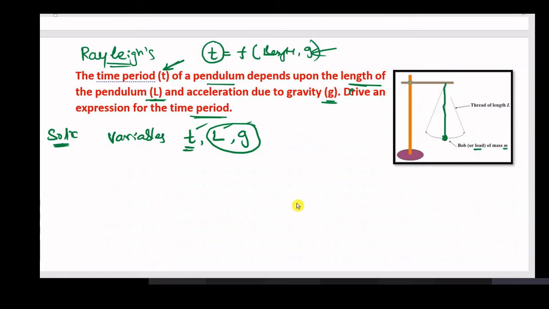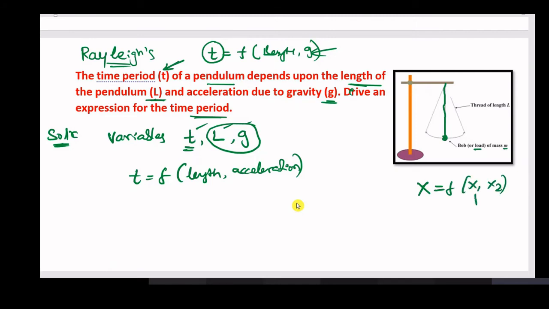So I will write T is a function of length L and acceleration due to gravity G. In the previous step, I told you that X is a function of x1, x2, where x1 is one variable and x2 is another variable. So what is the next step? You remove this functional symbol and take a constant k. The same method I will do.